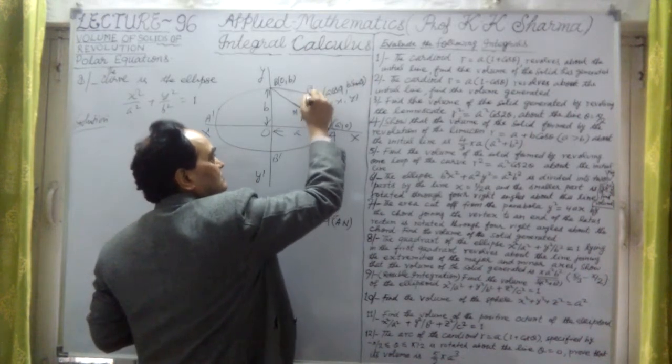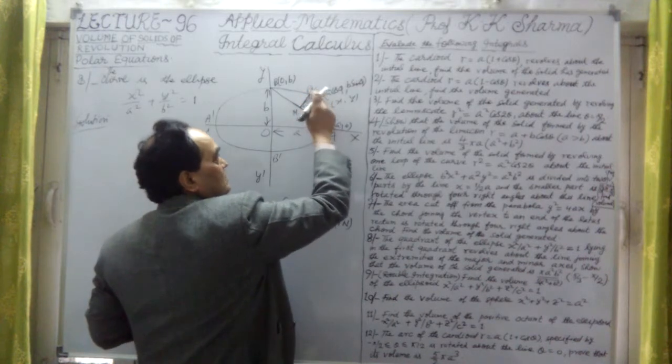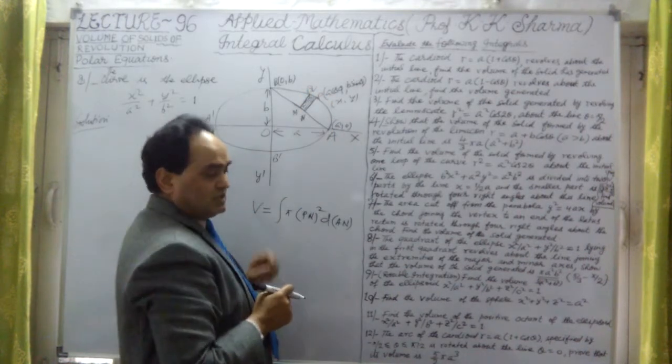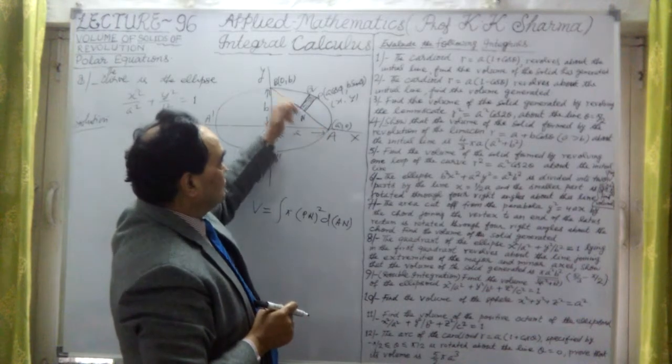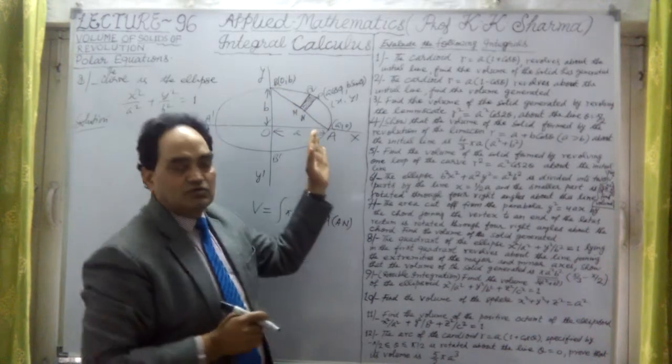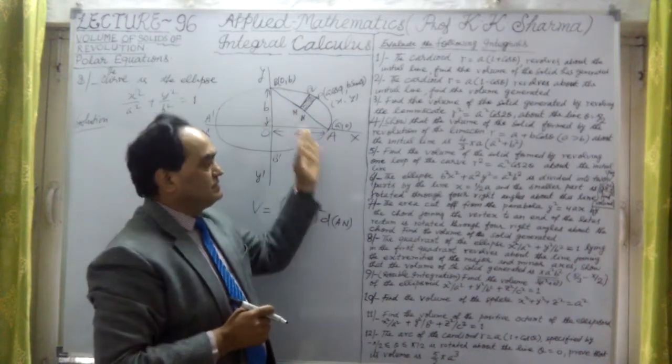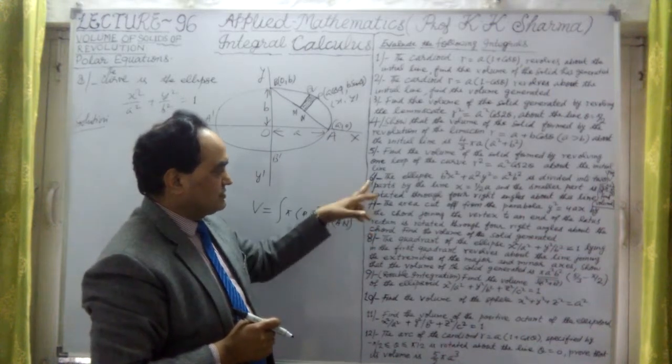Okay, so this is the elementary strip we have taken, PQMN, and PN is the perpendicular on the line AB. First we will find the equation of the line AB, as we found in questions number 7 and 6.